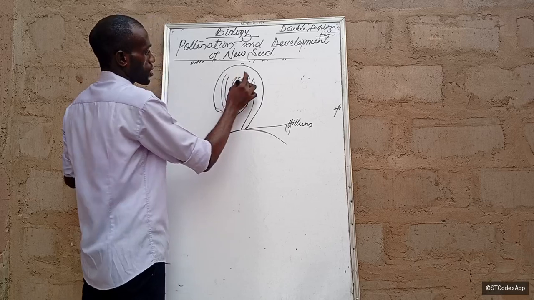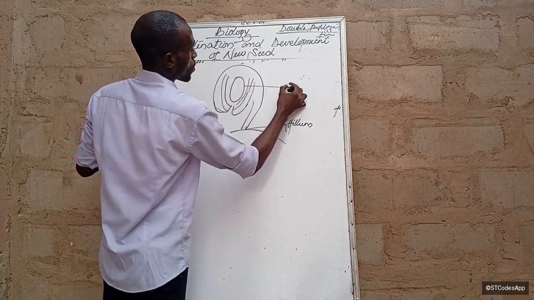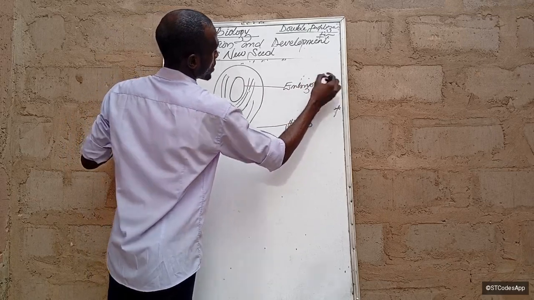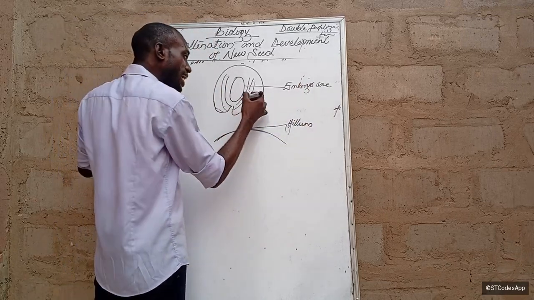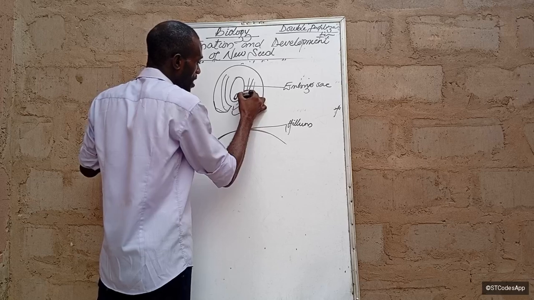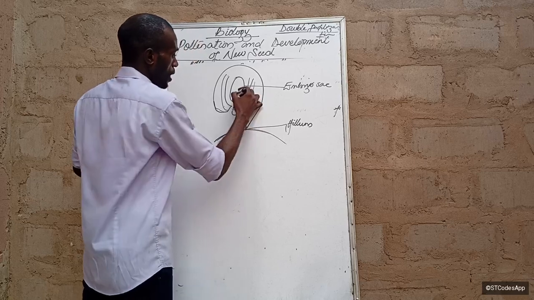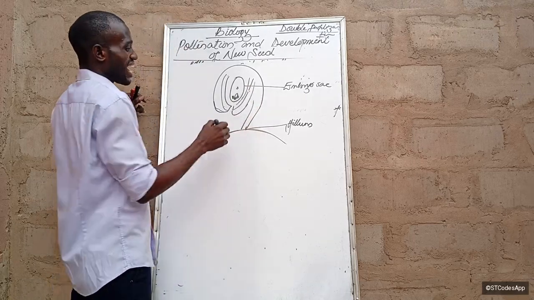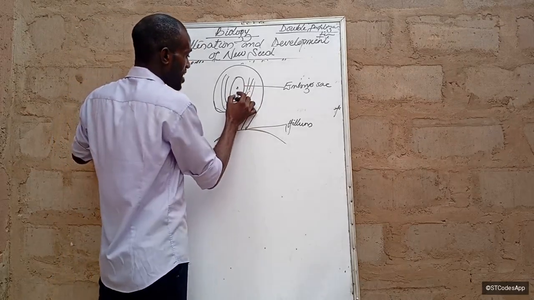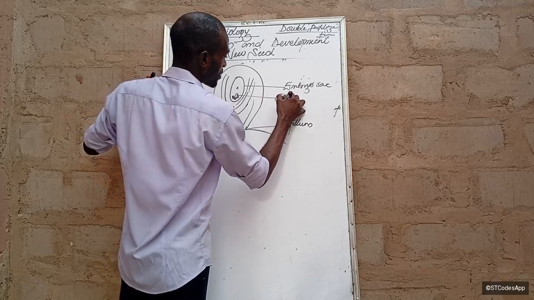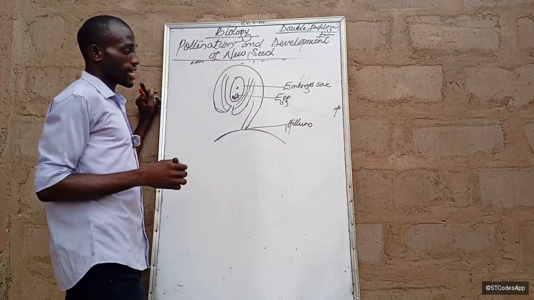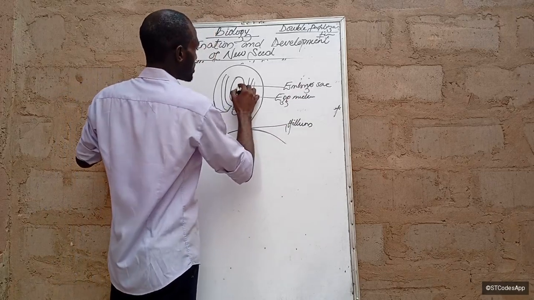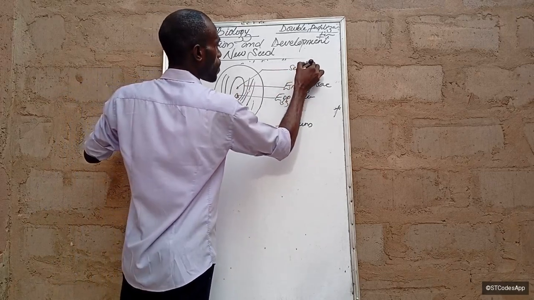So now this is what we call the embryo sac. Inside the embryo sac is where we have the synergids, the secondary nucleus, and the egg. So this is the egg cell, or egg nucleus. And there is the secondary nucleus.